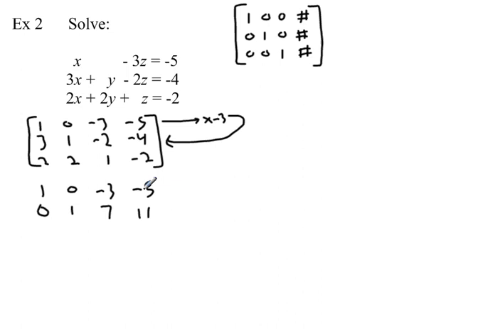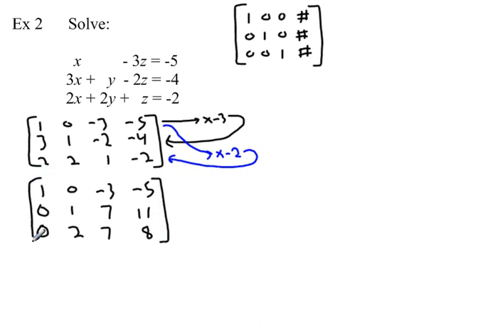Now, let's do the same thing to get a 0 in that bottom row. So now I'm going to switch colors for this one. Let's multiply the top row by negative 2. Add that to the bottom row to give us a new bottom row. 1 times negative 2 is negative 2, plus 2 is 0. 0 times negative 2 is 0, plus 2. Negative 3 times negative 2 is 6, plus 1 is 7. And negative 5 times negative 2 is 10, plus negative 2 is 8. Okay, so we are partway to our goal.